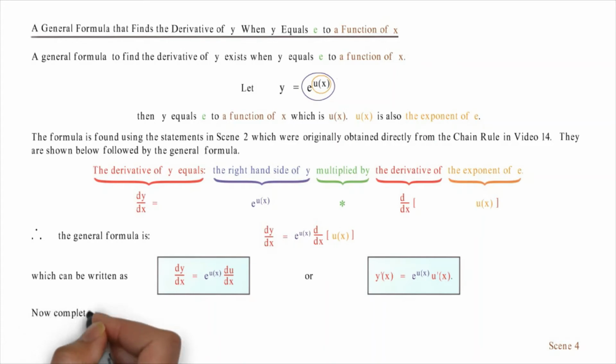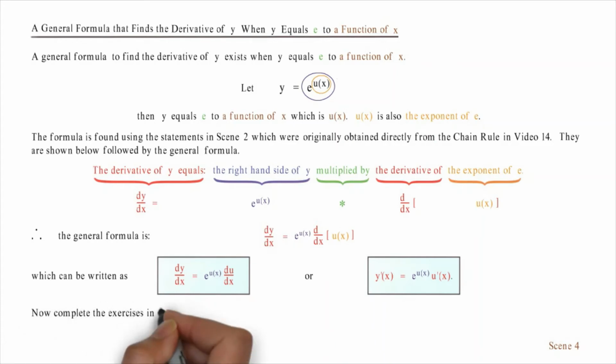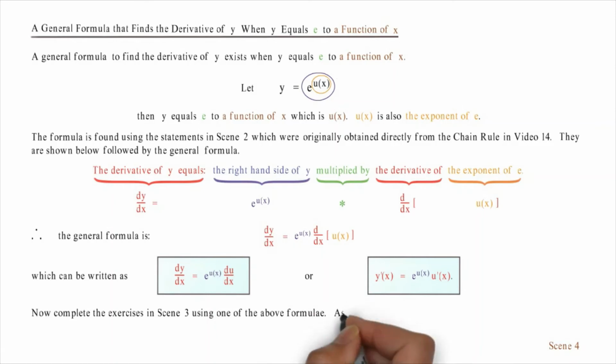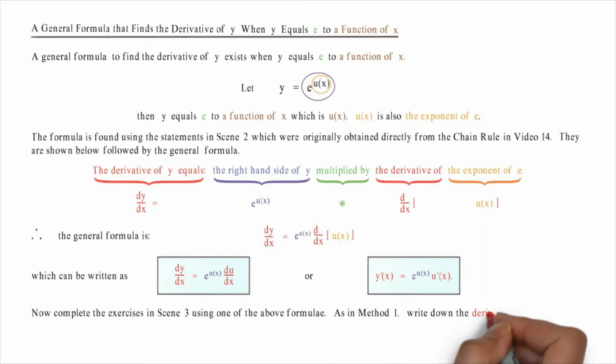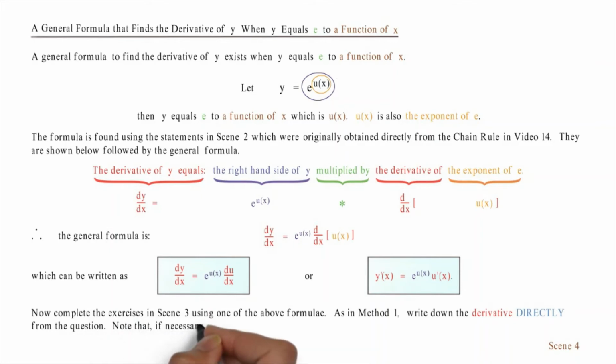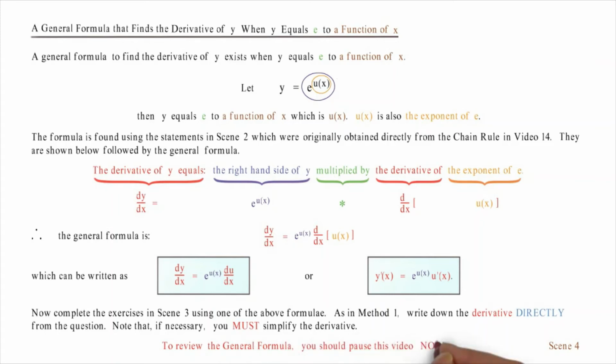Now complete the exercises in scene 3 using one of the above formulae. As in method 1, write down the derivative directly from the question. Note that, if necessary, you must simplify the derivative. To review the general formula, you should pause this video now.